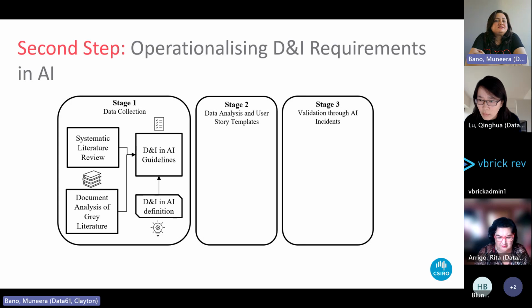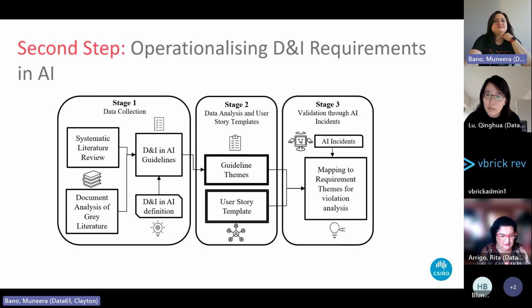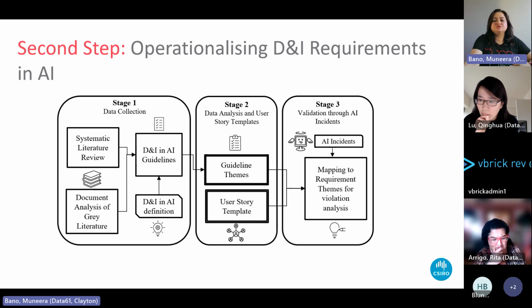This was also guided by the definition that was developed. We used that definition as a framework to analyze whatever was coming from the literature. Then I created themes from those guidelines, which are unique themes that can be used within the user story template that I'm going to introduce in a while, in order to elicit requirements about diversity and inclusion. Finally, there are the AI incidents, which are real-life scenarios where an incident caused a violation of the D&I requirements. We try to see how well our user stories would help in future to avoid such incidents.